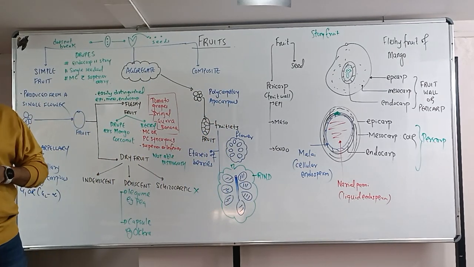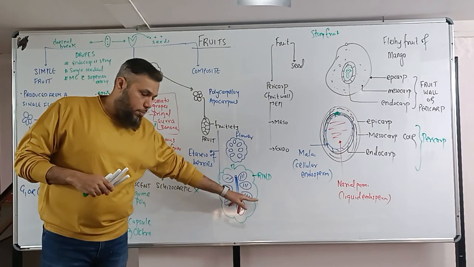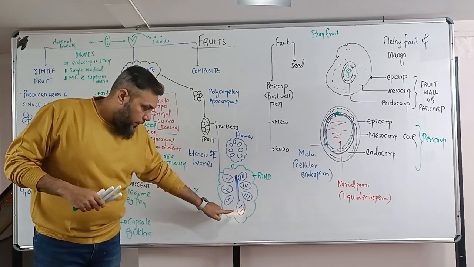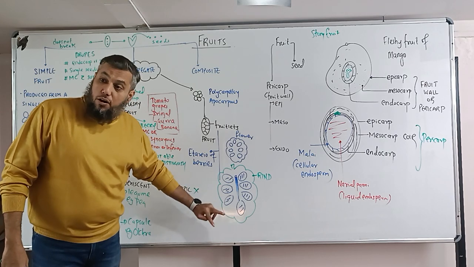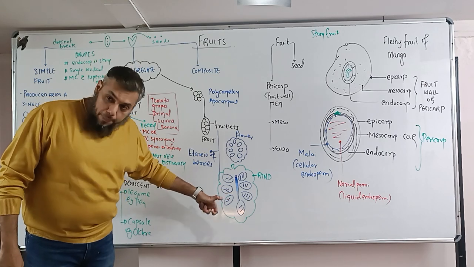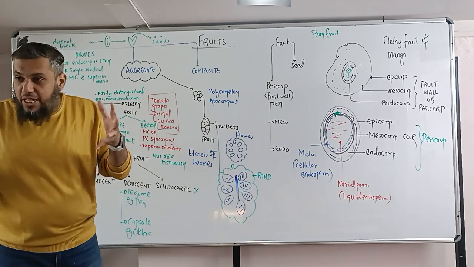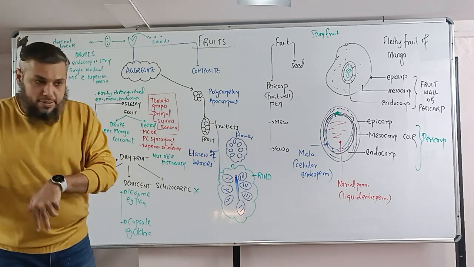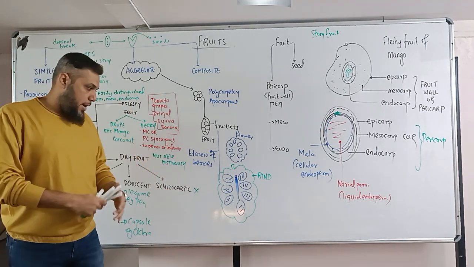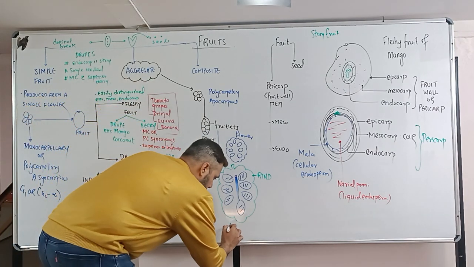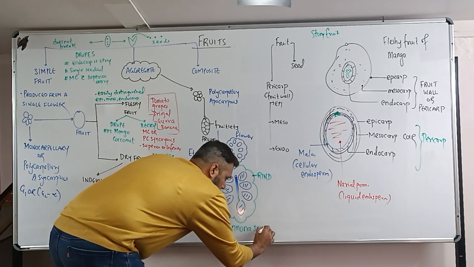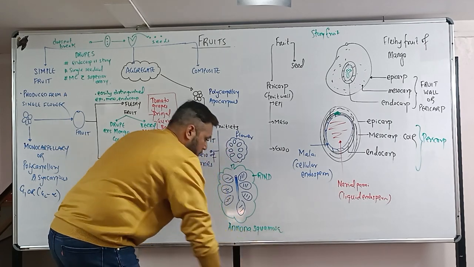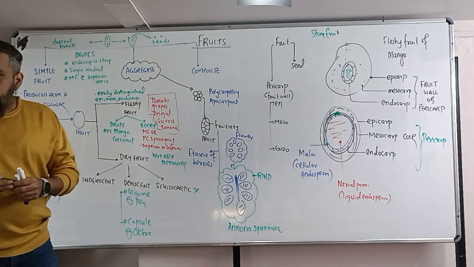What is the common covering called? Rind. R-I-N-D. Rind. Now is it a fruit or many fruitlets? Many fruitlets. So can I say it is a fruit with many fruitlets? So it is an aggregation of fruitlets. So this is the fruit whose name is custard apple, Annona squamosa.